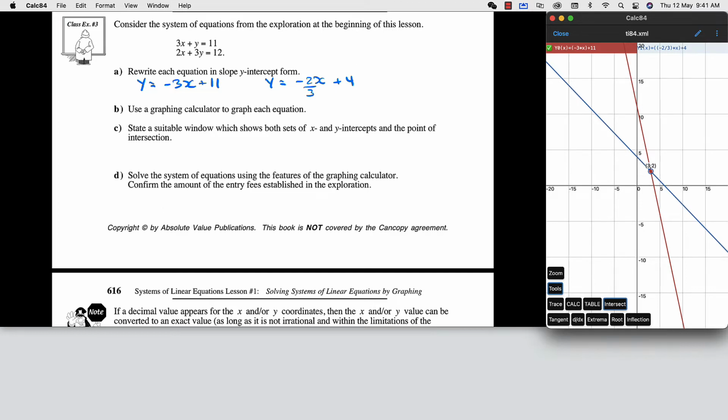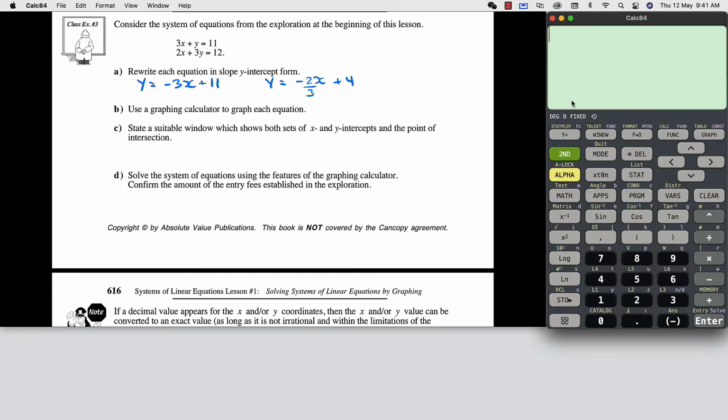The other thing we can do is if I close this, I'd want to go to this table set up here.